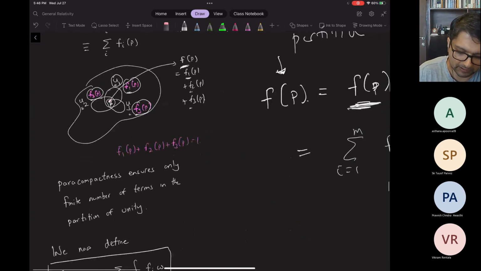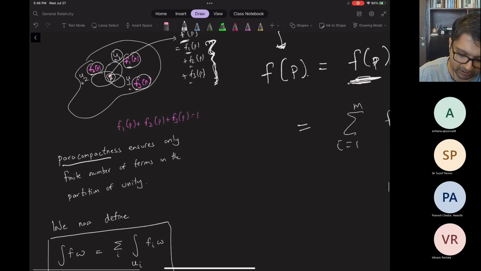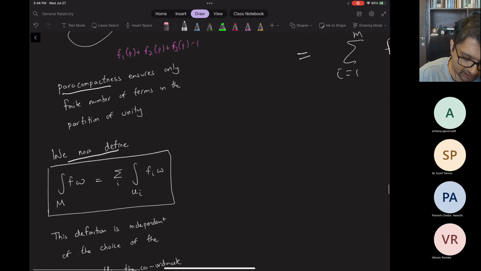Okay, so because of the paracompactness property, there's only a finite number of these fi's that I'm splitting into. This is called the partitioning. Because of the partition of unity, we're always able to do this. Now we can define the integration of f omega over the entire manifold. We can do the integration by summing over all the coordinate patches.